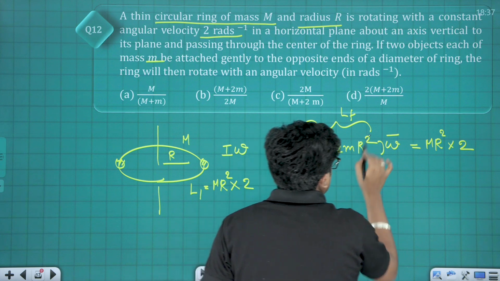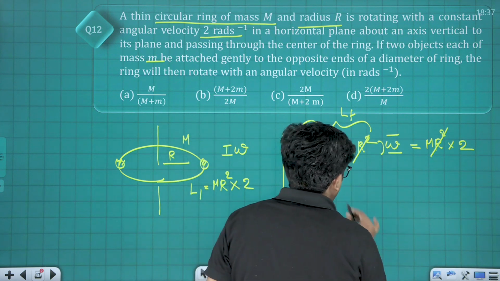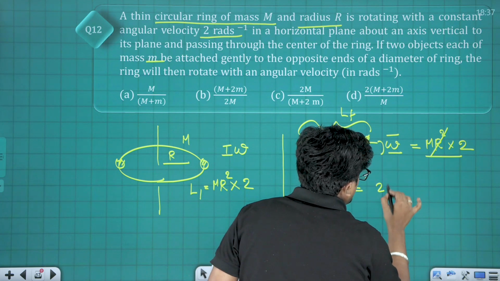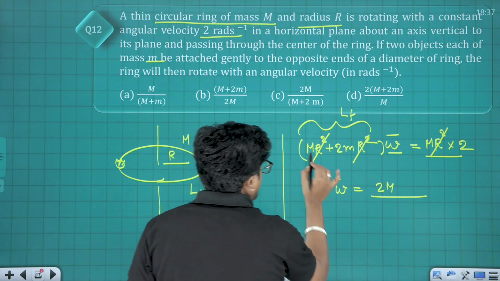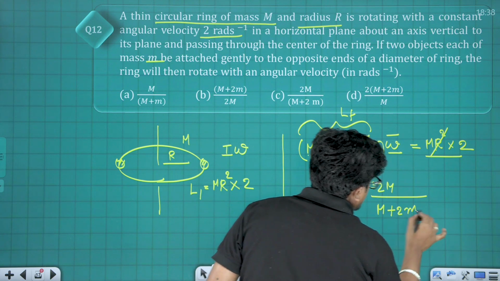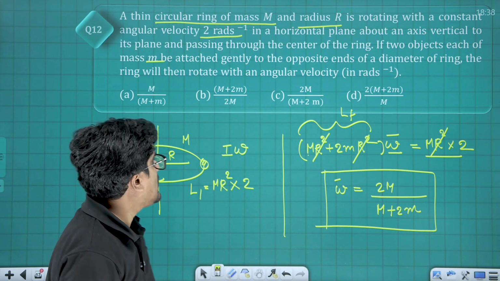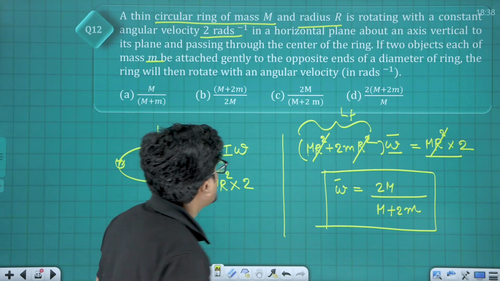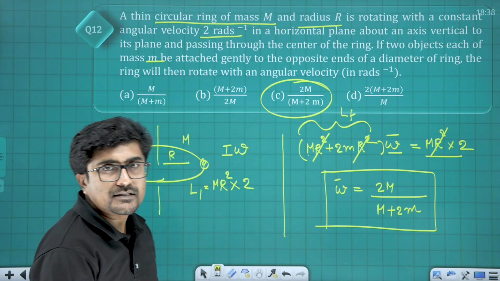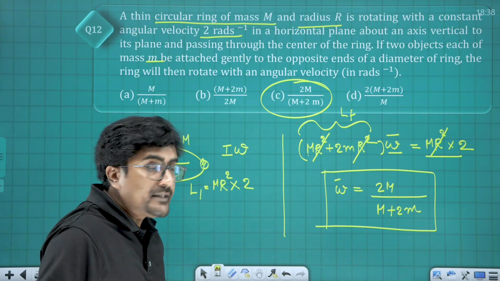Now see, r square is common everywhere. We need this. So omega bar is now equal to 2 times capital M all divided by capital M plus 2 times small m. That is the final angular velocity. Okay, that means option C needs to be the correct answer in this case. Was that okay? Now let us move to question number 13.